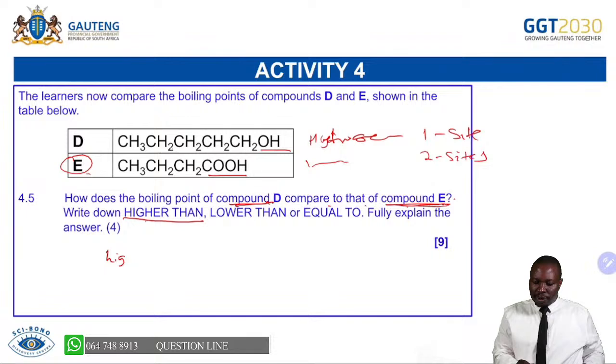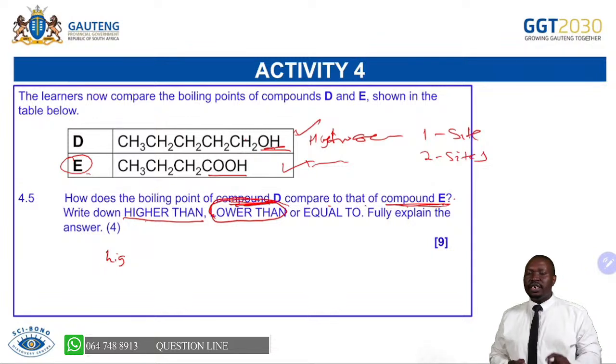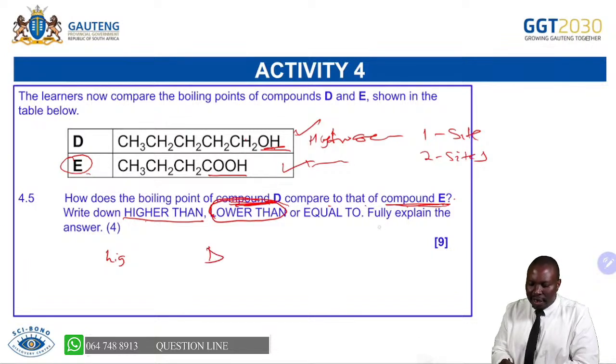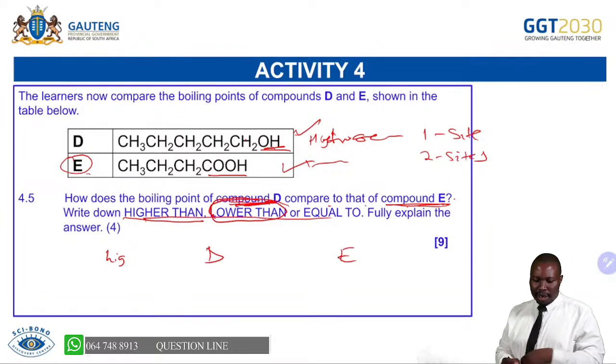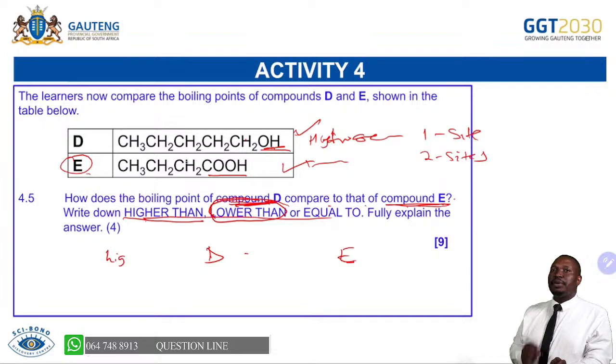The boiling point of compound D, which is this one, an alcohol with one side, is lower than the carboxylic acid. That question looks like a very simple question, but it can be confusing at times. So it's important that you write D first, then you write E here before you choose your option there. It is okay. The boiling point of D is lower than E because this one is a carboxylic acid.